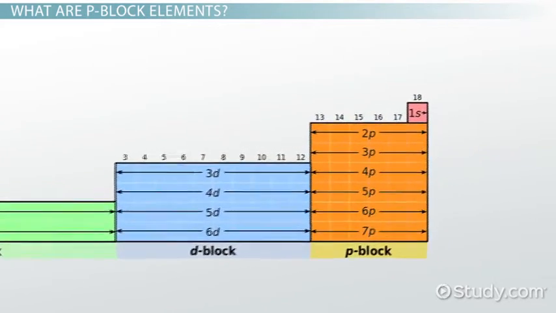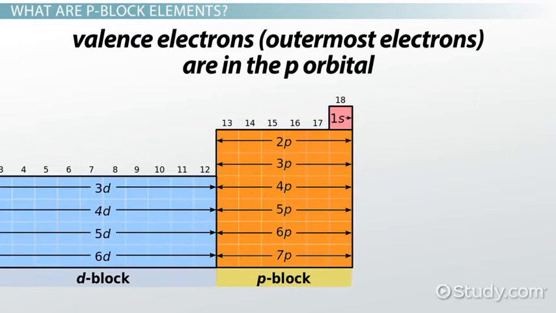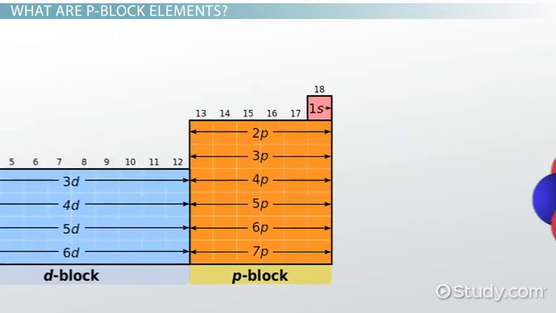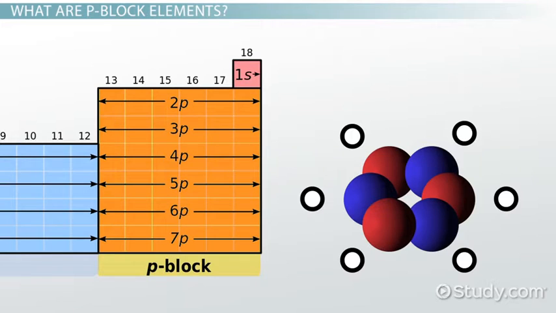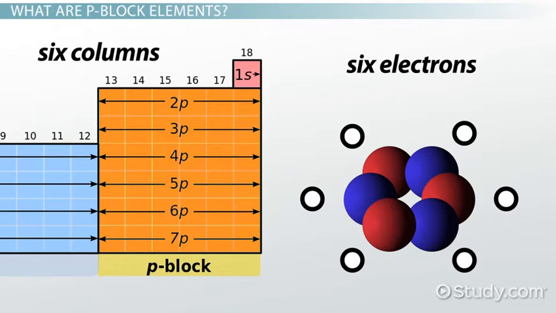P-block elements are unified by the fact that their valence electrons, outermost electrons, are in the p orbital. The p orbital consists of 6 lobed shapes coming off a central point at evenly spaced angles. The p orbital can hold a maximum of 6 electrons, hence why there are 6 columns in the p block.